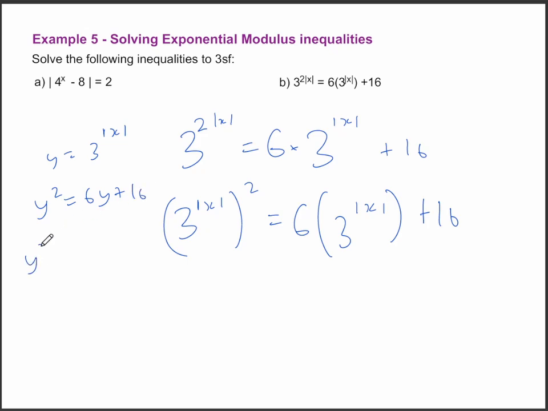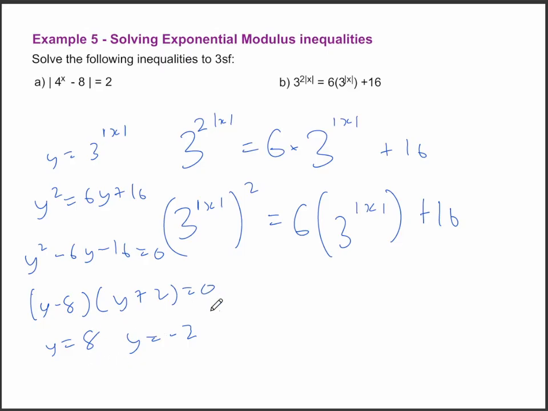Rewriting this will give us y squared minus 6y minus 16 equals 0. And we can solve this right here. Rewriting this will give us y minus 8, y plus 2 equals 0, which tells us that y is equal to 8 or y equals negative 2. But remember, y was what? y was 3 power the modulus of x. So 3 power the modulus of x is equal to 8.